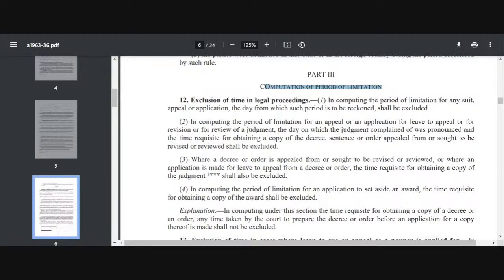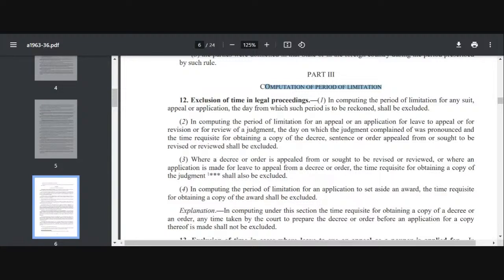If you want to set aside an award, and you file an application for setting aside an award, in that case the day on which the time begins to run and the time required for obtaining a copy of the award are excluded. This is what section 12 says.